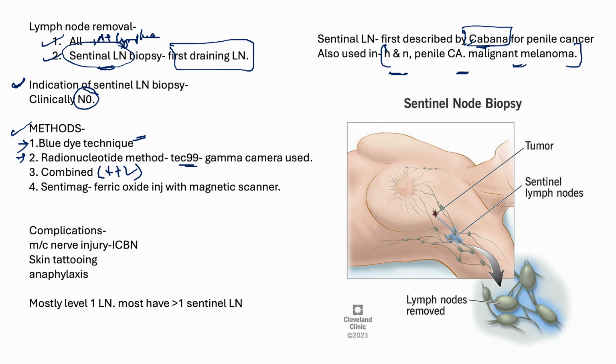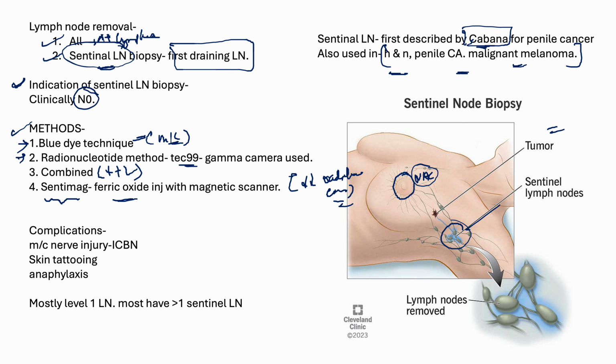The best is the combined method, in which you combine the blue dye technique with the radionucleotide method. The blue dye technique is the most commonly used. The new thing is Sentimag, in which ferrous oxide injections are used and a magnetic scanner is used. This has decreased radiation exposure. In this, we inject the blue dye near the lump, mostly near the NAC, the nipple areolar complex, and whichever lymph node is involved first will appear blue, and we take a biopsy of it and send it for frozen section.